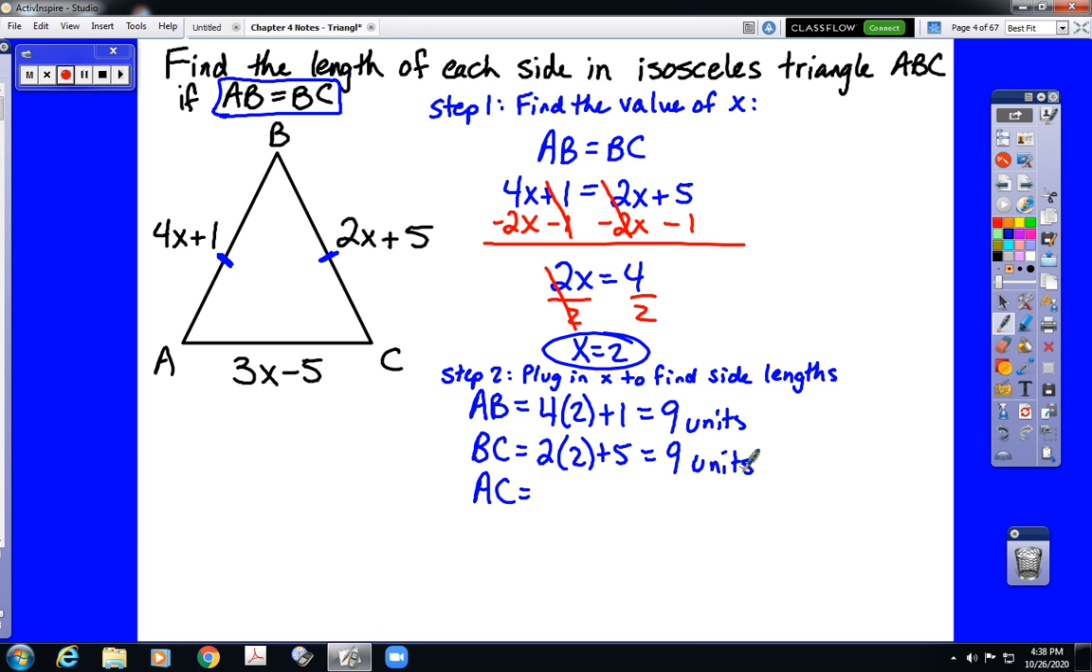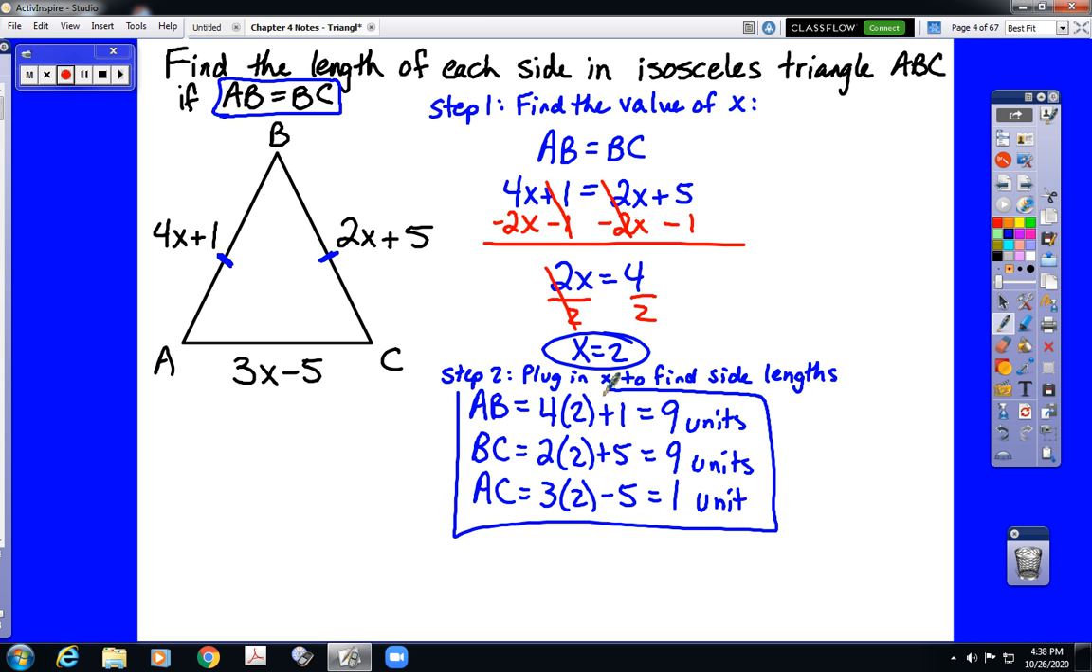Now the length of AC should be a different number. 3 times x minus 5 is 3 times 2 minus 5, or 1 unit. If it were the same number, we would have a problem, because then that would not be an isosceles triangle. So again, 2 of the 3 should be equal, and it should be the 2 that we were told were equal in the directions. That finishes up the problem.